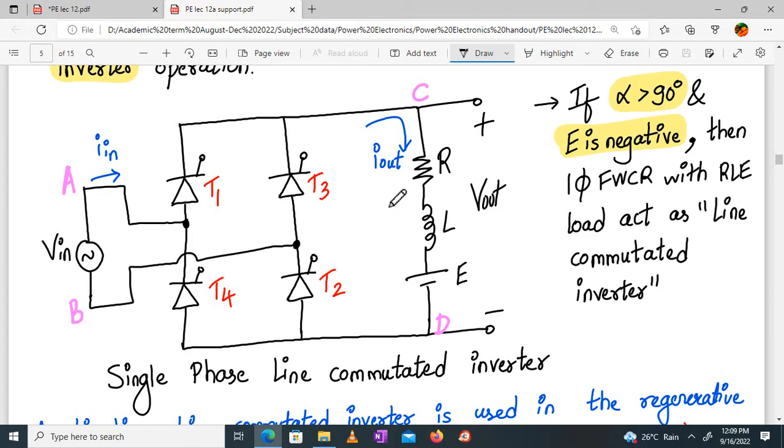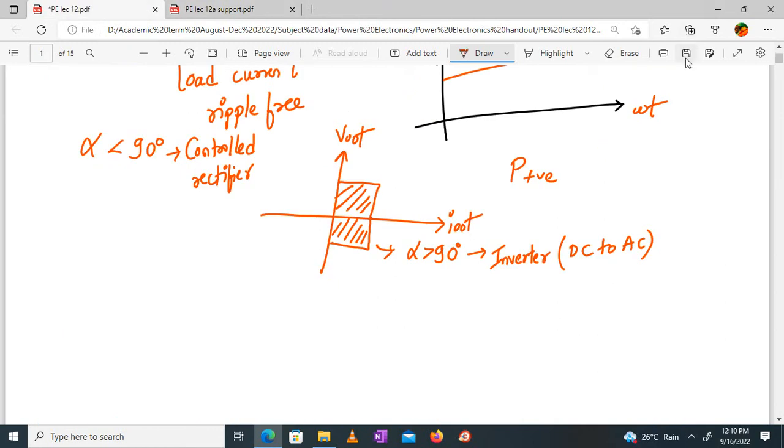What are the two conditions? Alpha greater than 90. So मेरा average output value will be 0, right? We have seen with an example. And E is negative. Under those conditions, the same circuit will behave as a line commutated inverter. So we have to draw the waveforms.